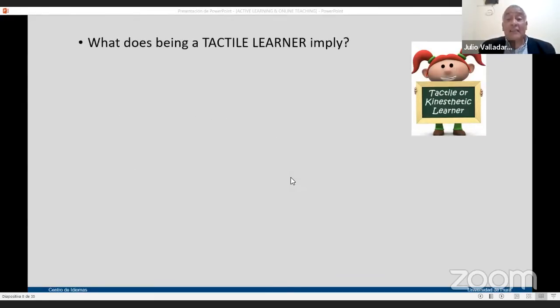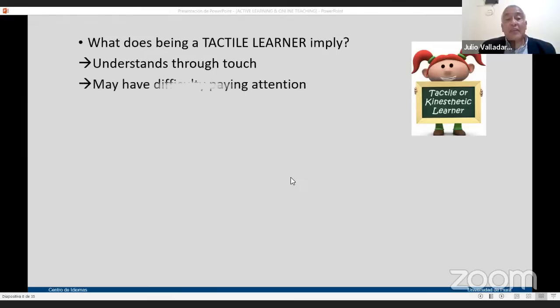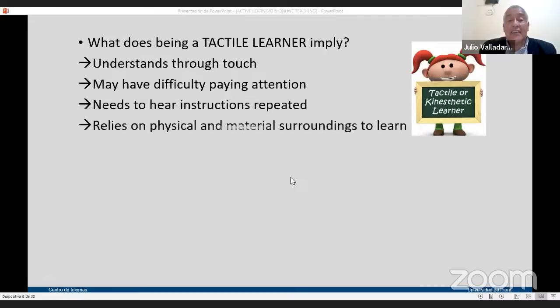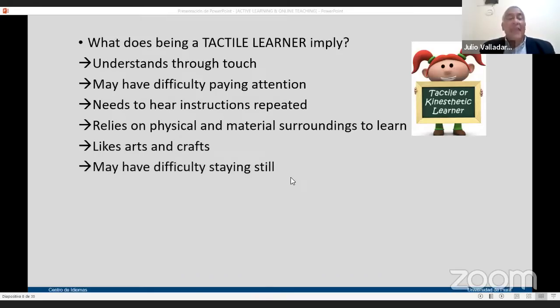He is a tactile learner, yes, understands through touch, may have difficulty paying attention, needs to hear instructions repeated, relies on physical and material surroundings to learn. Do you have that in class? Likes arts and crafts. May have difficulty staying still. So do you have that kind of students?